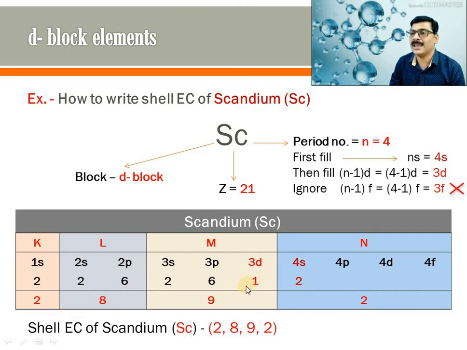And this is the thing for d block elements. Means first you fill up the ns and then n minus 1 d. And so the shell electronic configuration of scandium is: K shell contains 2 electrons, L shell contains 8 electrons, M shell contains total 2 plus 6 plus 1, total is 9, and N shell contains 2 electrons. So its shell electronic configuration is 2 8 9 2.